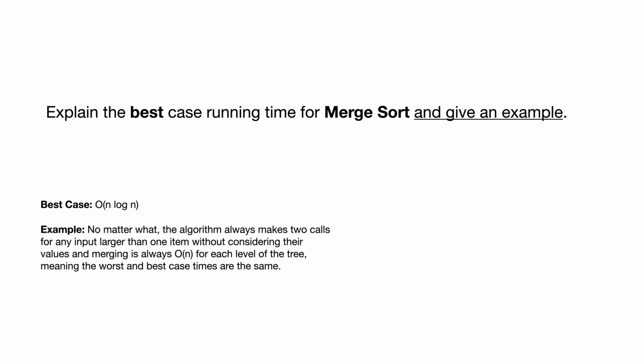So no matter what, the algorithm always makes 2 calls for any input larger than 1 item without considering their values, right? So it doesn't matter what their values are, it's always going to make those 2 recursive calls. And then merging, even if they're already in order, takes O of n time for each level because you're still going through and verifying, meaning the worst case and the best case time are the same at n log n.